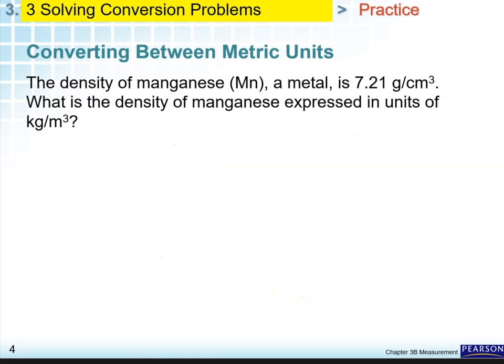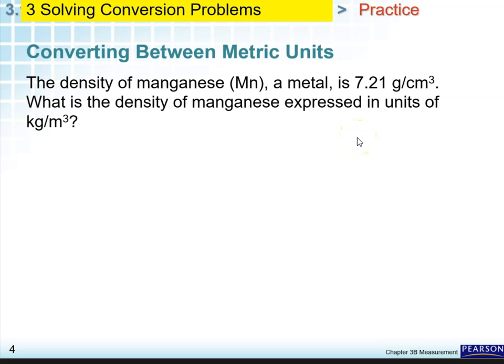All right, let's up the ante a little bit, make it a little more difficult. The density of manganese, a metal, is 7.21 grams per cubic centimeter. That's density, mass over volume. What is the density of manganese expressed in units of kilograms per meters cubed? Ooh, that sounds really scary. So let's KISS it: keep it simple, keep in steps.